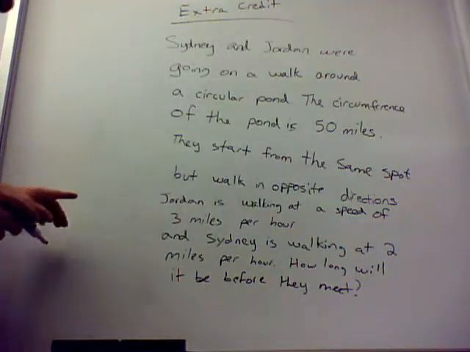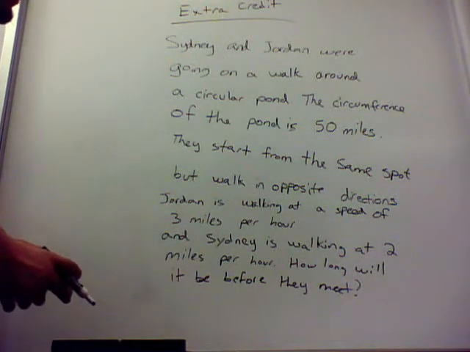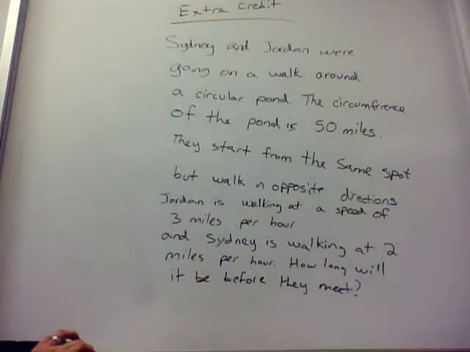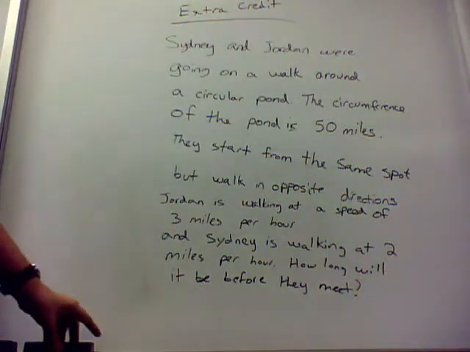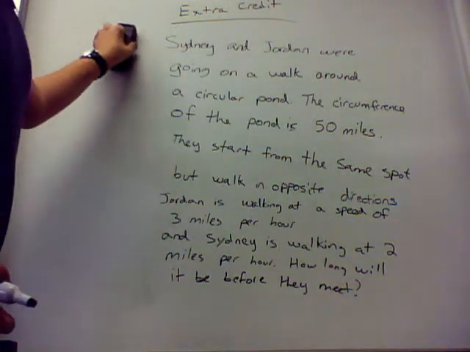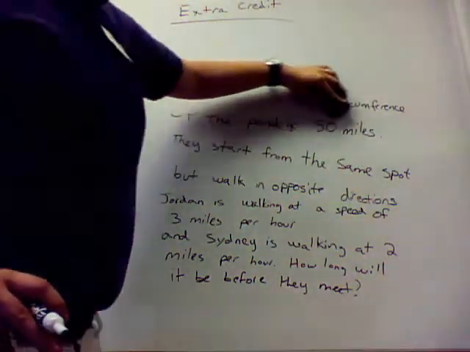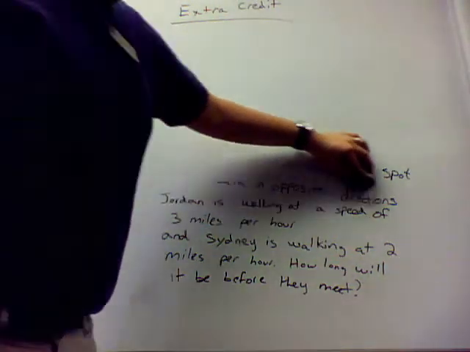They start from the same spot, but walk in opposite directions. Jordan's walking at a speed of 3 miles per hour, and Sydney's walking at a speed of 2 miles per hour. How long will it be before they meet? Go ahead and rewind the video if you missed any of that because I'm about to erase it. So, I'll just work out the problem as we go.